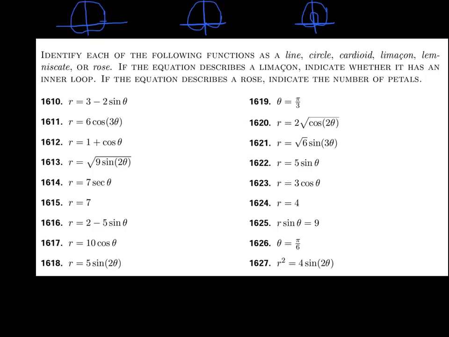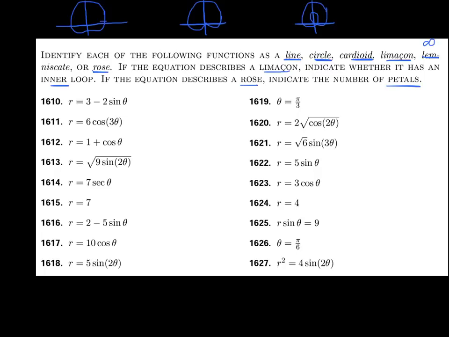We want to identify each of the following functions as either a line, a circle, a cardioid, a limacon, or a lemniscate. Now, when you see a lemniscate, we haven't really talked about that in class at all. It is on your bear stack, though, and basically it's a crazy 8. It kind of looks like the infinity symbol. And then also the roses. If the equation happens to be a limacon, we're going to specify whether it has an inner loop or not, and then if it's a rose, we're going to indicate how many petals there are.